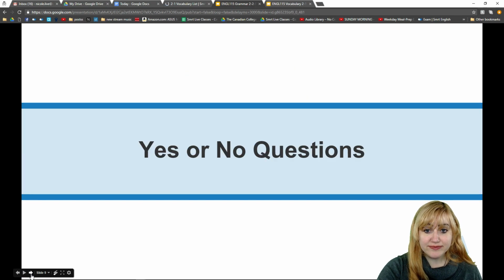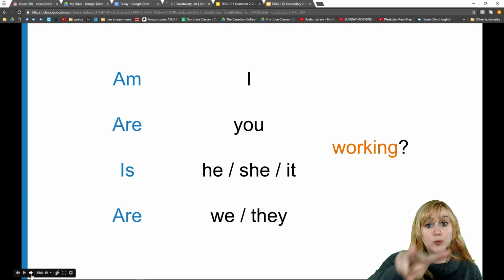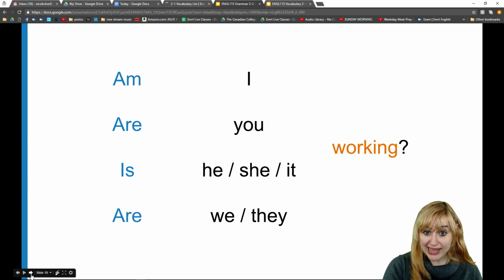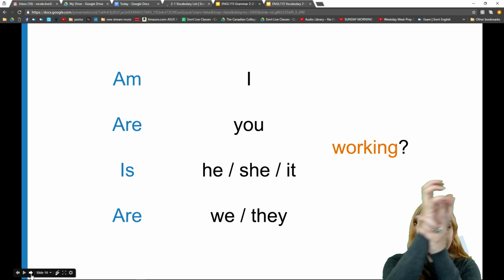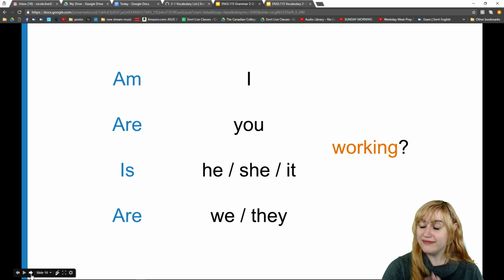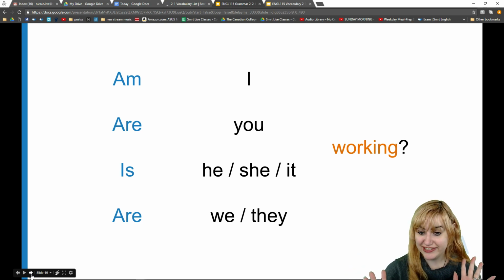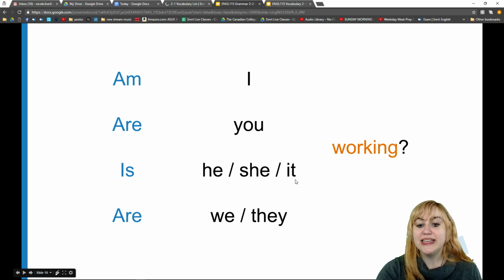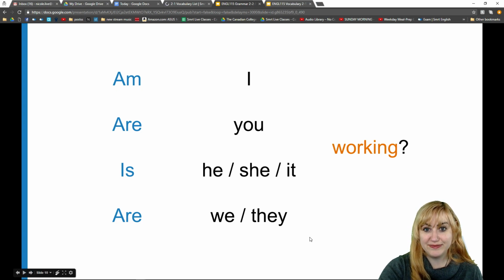For the question, we just switch. I am, we switch to am I. You are, we switch to are you to make the question. So we just take our auxiliary verb, our be verb, and move it to the beginning. That's all, the only change. So am I working? Are you working? Is he, she, or it working? Are we, are they working?